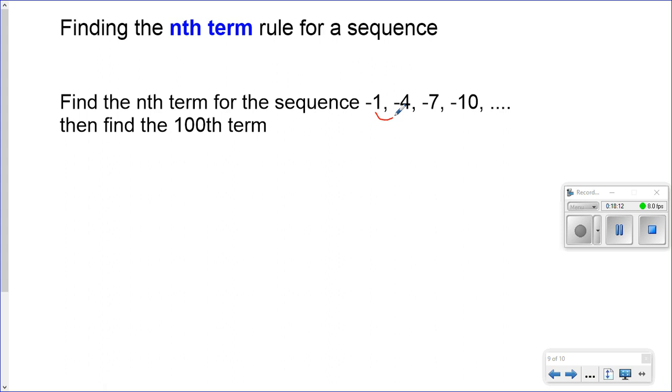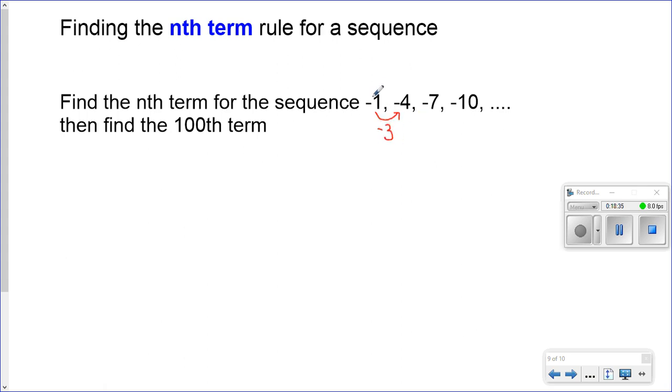So how do we get from one term to the next? Well, what's important to recognize here is that we're not going up by an amount. We're actually going down by an amount. We're going deeper and deeper into the negatives. So rather than just saying that there's a gap of 3 between our numbers, we have to make sure it's clear that we're going down by 3.